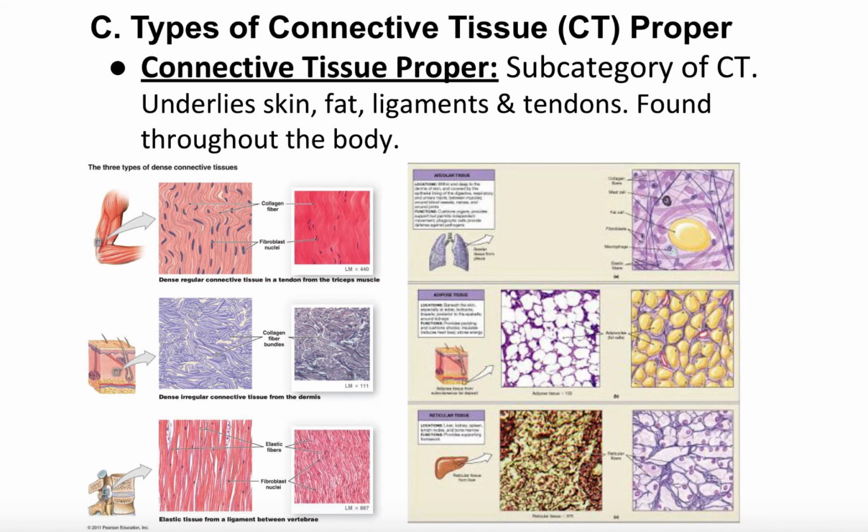So the first major category of connective tissue is connective tissue proper. This is a subcategory of connective tissue. I'm going to abbreviate connective tissue with the abbreviation CT. These are the tissues that literally do the connection: attach things, connect things, and tie them all together in your body. They tend to underlie your skin and your fat, and they also form your ligaments and tendons, etc. They're found all throughout your body.